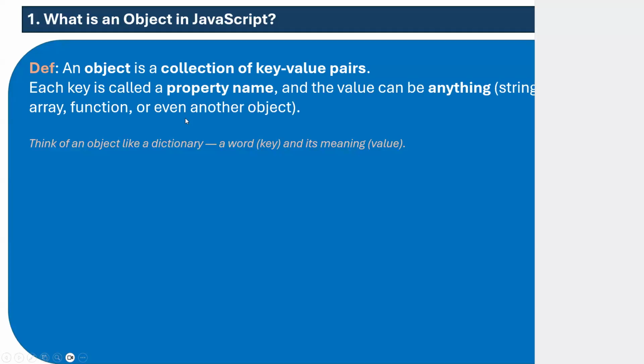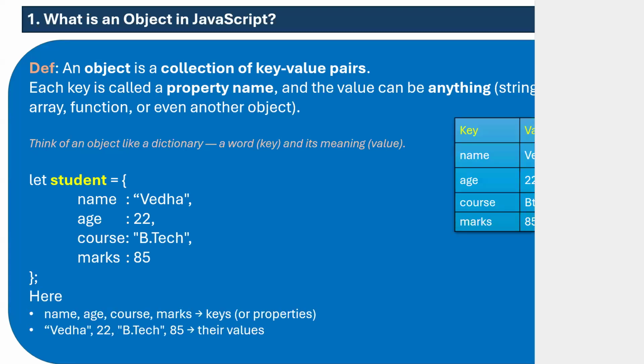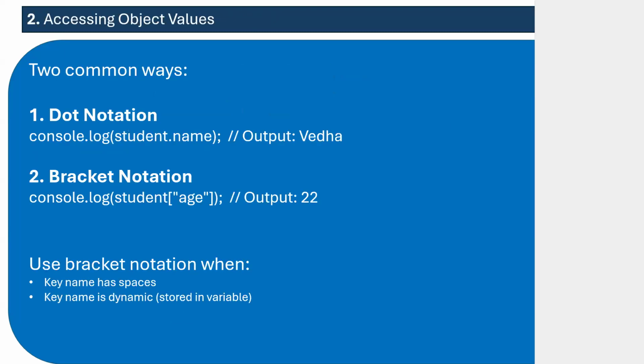First we have seen the definition of an object. It's a collection of key value pairs. If you want to prepare an object, this is the syntax. Let student, you can see these are the keys and these are the values. This is what we discussed in the last session. The right side portion will be a representation.